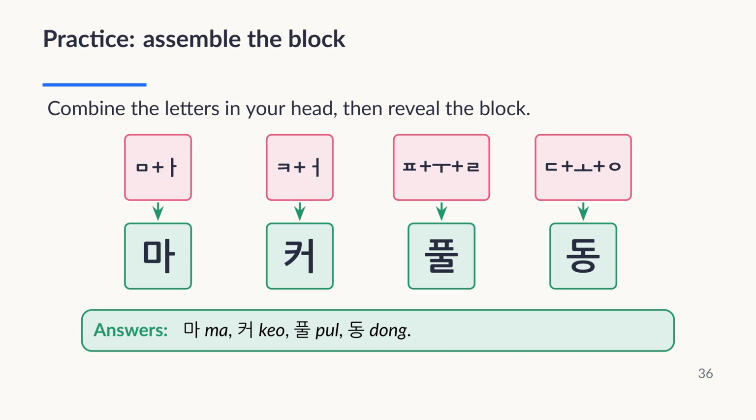Now you try assembling blocks yourself. On the screen are 4 sets of loose letters. Combine each set into a single block in your head before the answer drops down. The first is M plus a. Since it is a tall vowel, it goes to the right, giving the block ma.